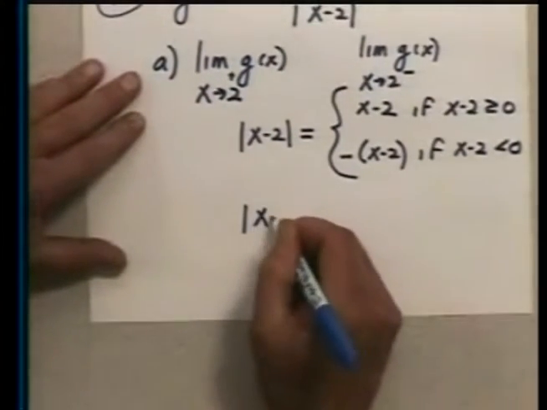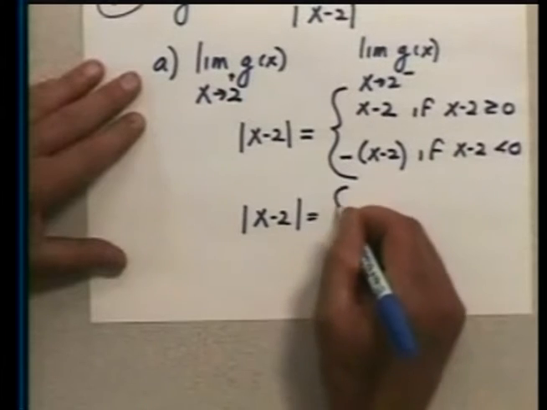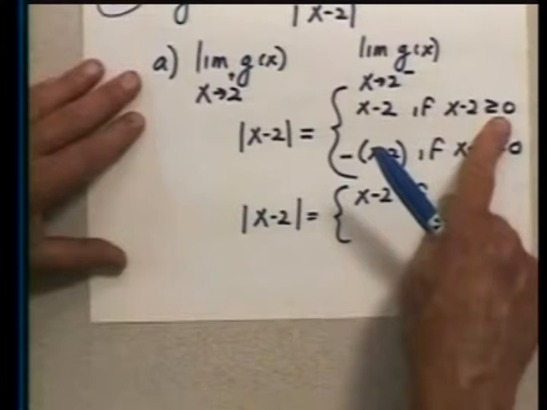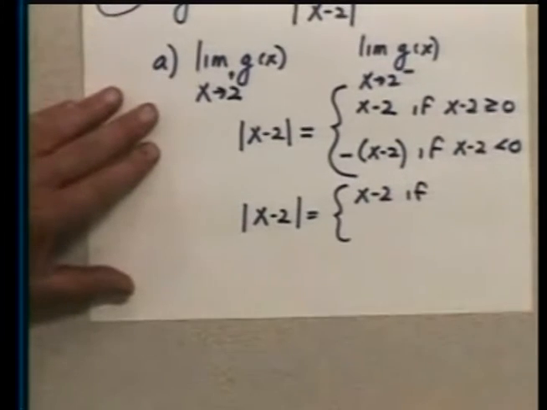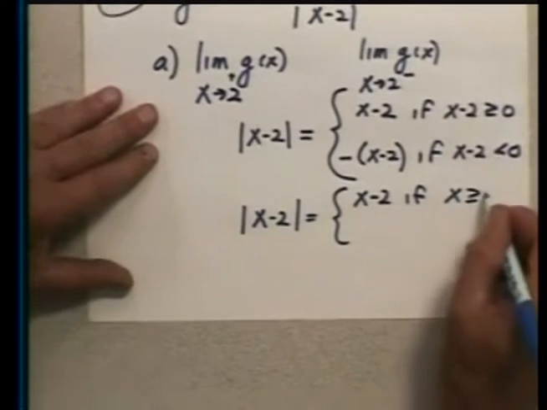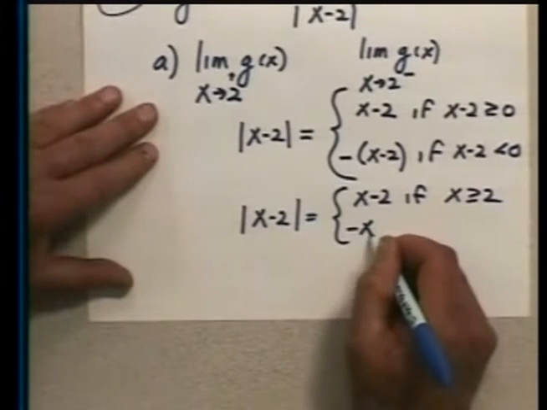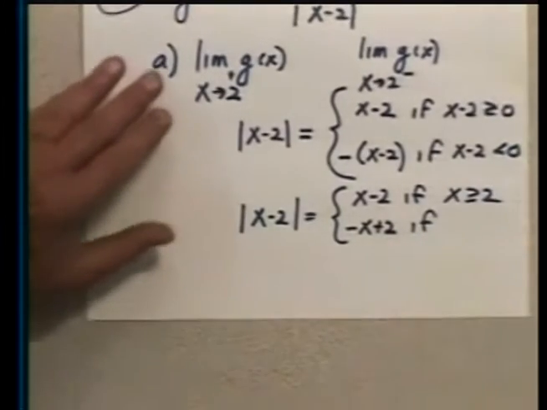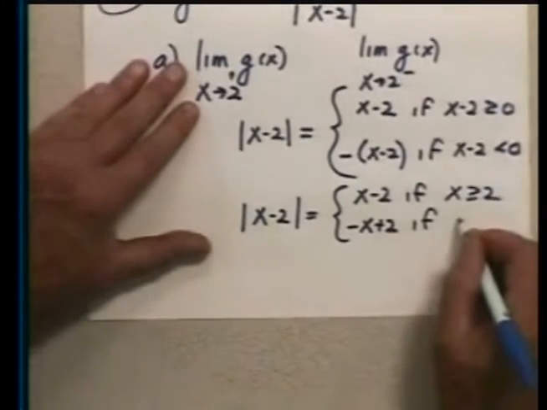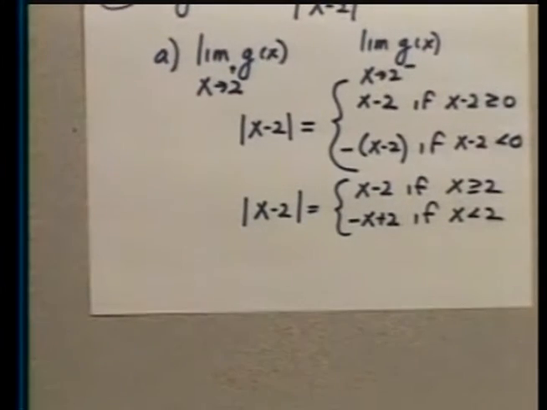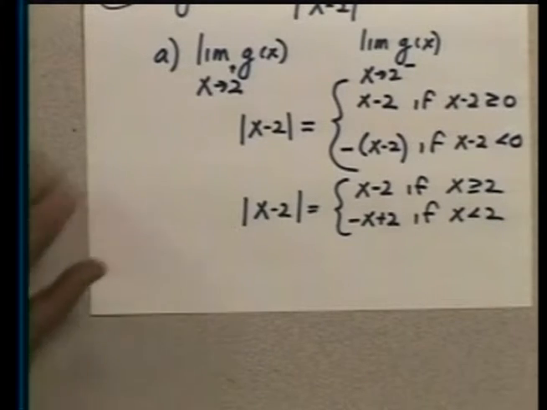Okay, let's refine it a little. In other words, it's x minus 2 if what? What's another way to write my condition? x is greater than or equal to 2. And it's the opposite, negative x plus 2, right, if I fix it, if what? x is less than 2. You with me?